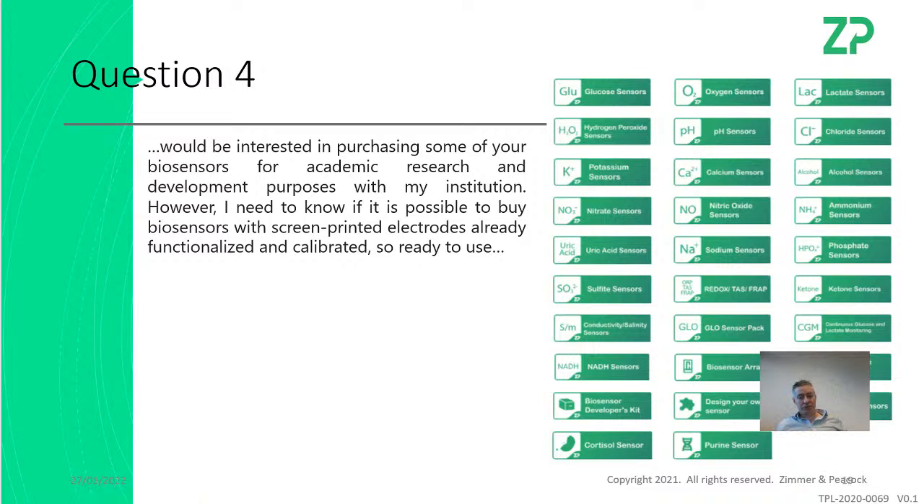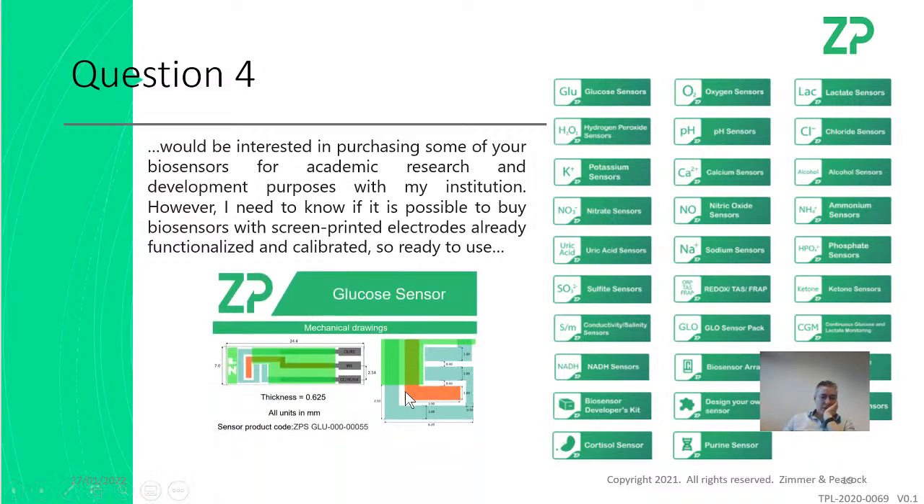all of our biosensors on our website are on screen-printed electrodes. So the glucose, the oxygen, the lactate. I'm not going to read all the list, but these are all on screen-printed electrodes. You can check by just clicking the buttons, and you'll see either images or data sheets regarding this.